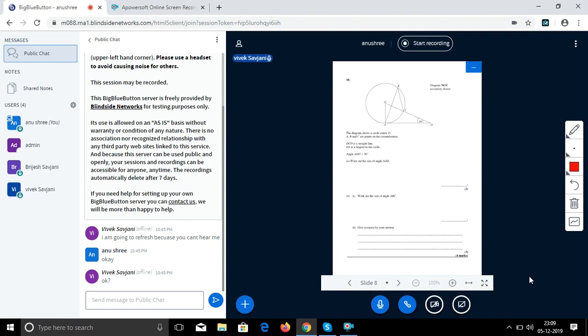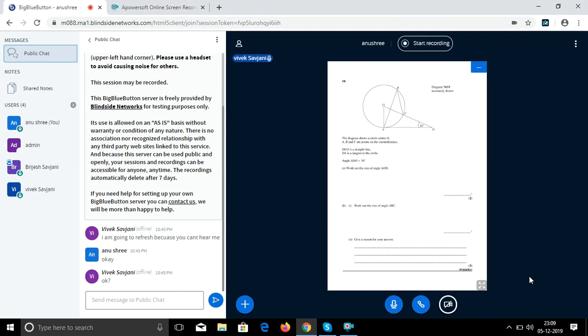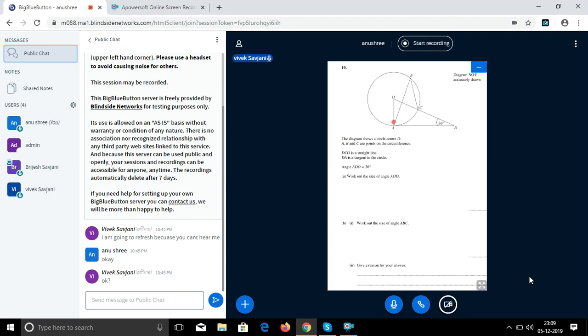Okay, so the diagram shows a circle with the center O. DCO, that's this one I think, is a straight line, and DA is a tangent to the circle. So can I please draw AOD? You did the last one, so I'm doing this one. So 180 minus 90 minus 36. So that's 54 degrees.